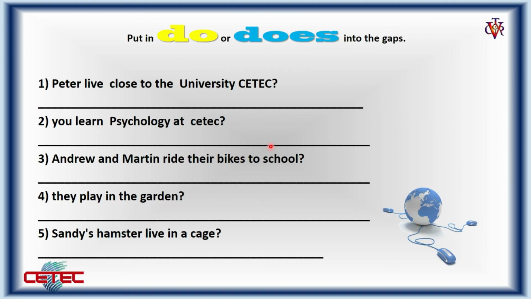Let's see another example. Put do or does into the gaps. Peter lives close to the university CETEC. You learn psychology at CETEC. Andrew and Martin ride their bikes to school. They play in the garden. Sandy's hamster lives in a cage. Now, you have to answer this question. That is your homework.